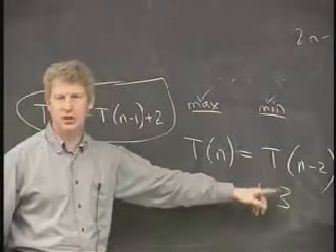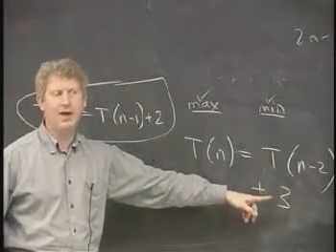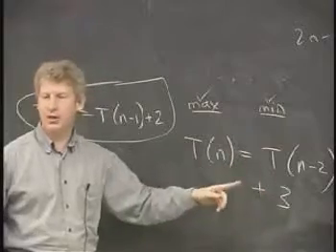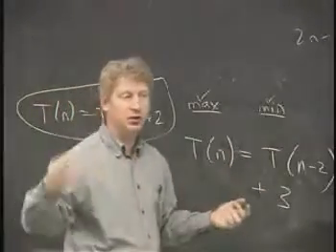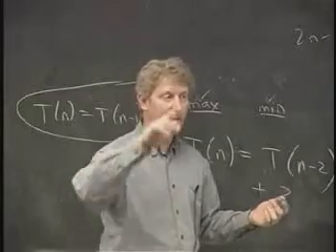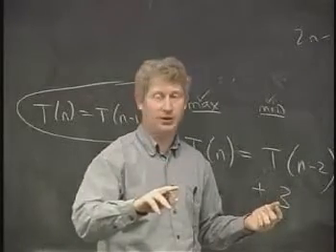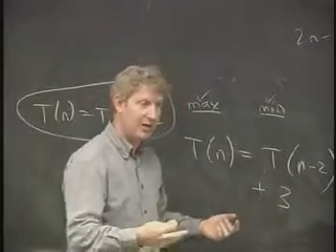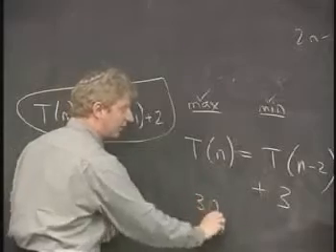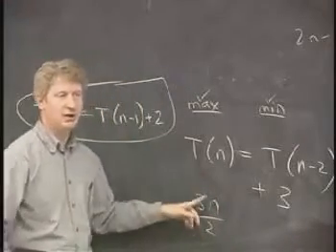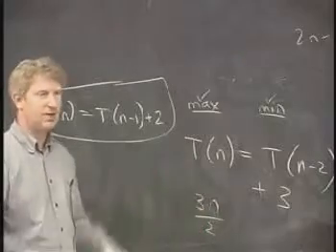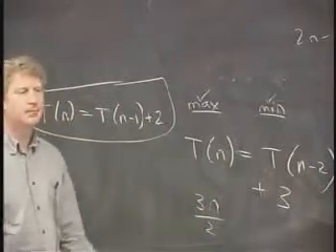What are you going to get when you finish this? 3 halves n. About 1.5n. You're adding 3, but you take away 2 every time. So how many times can you take away 2 till you get down to n? About n over 2 times to take away 2 till you get down to n. And you're adding 3 every time. So this ends up being about 3n divided by 2. About. You can calculate the minus 1 here precisely if you go through it.